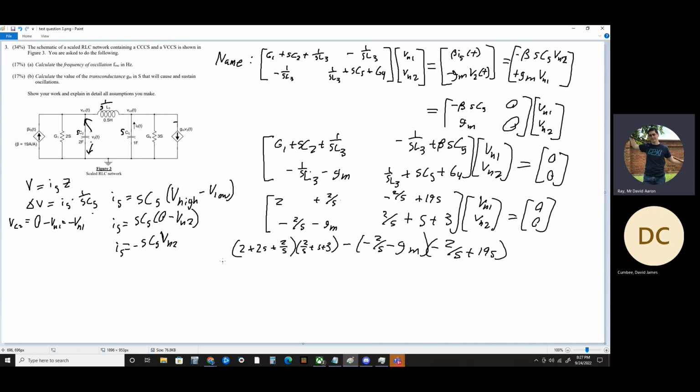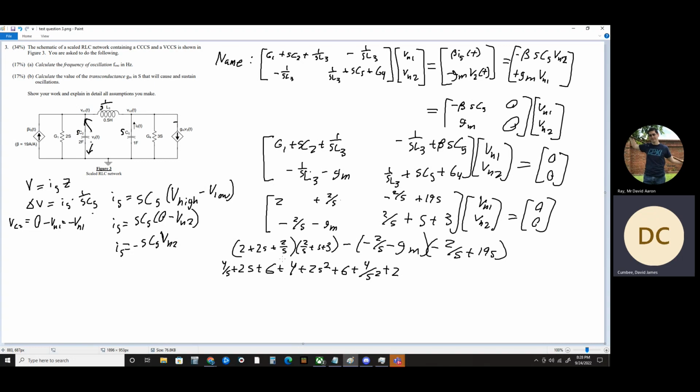2 times 2 over S, that's just going to be 4 over S. 2 times S is 2S, plus 6 after we finish multiplying that. We got the 2S times 2 over S, and the S's are going to cancel out, so you got 4. We got 2S times S is going to be 2S squared. 2S times 3 is going to be 6. And then we got 2 over S times 2 over S is going to be 4 over S squared. Then the S's are going to cancel.